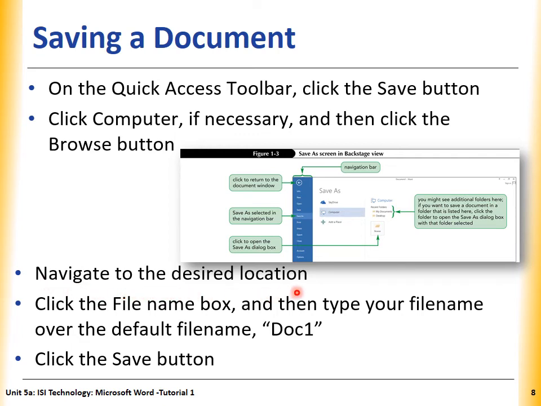Navigate to the desired location. If we want to save it on the C drive or D drive, then click the file name box and type your file name over the default name, Document1. Do you remember the file name from the previous slide that I talked about? At the end, click on the Save button, and then our file is saved.